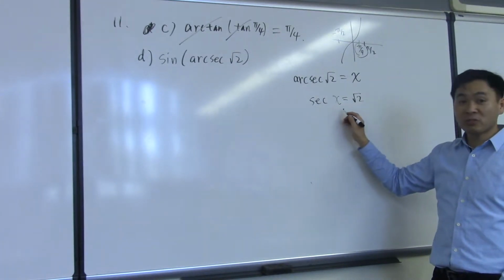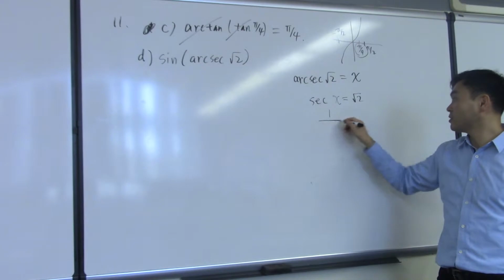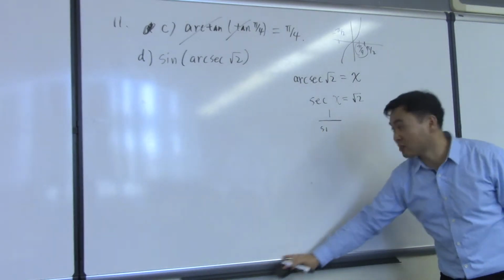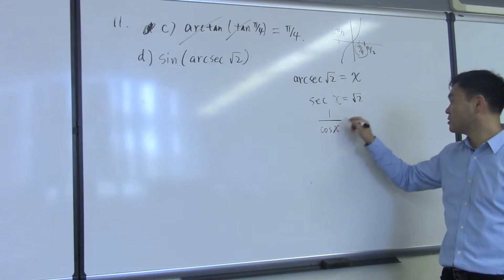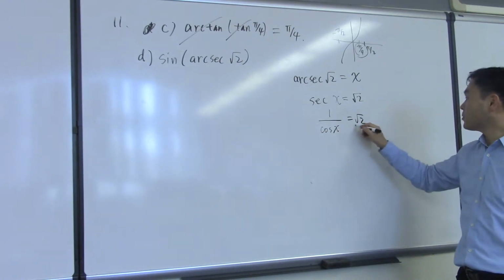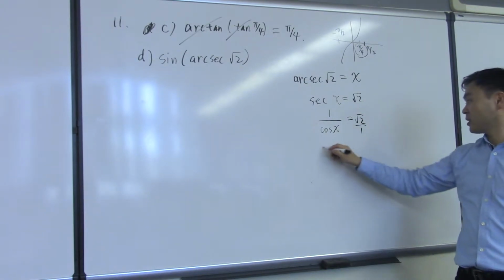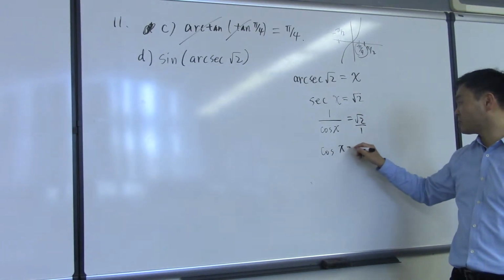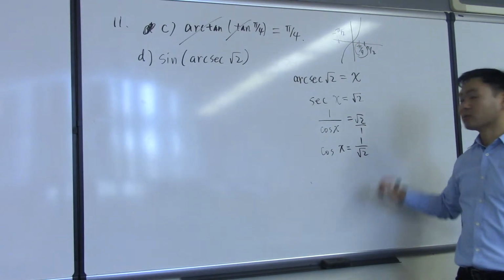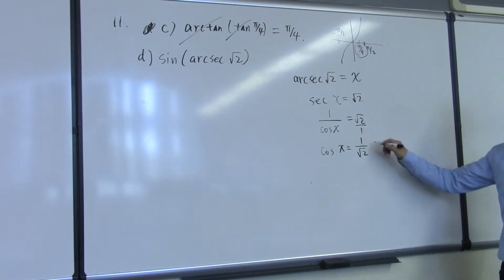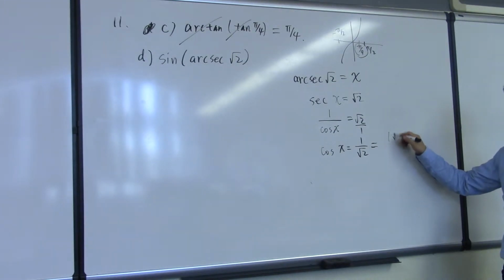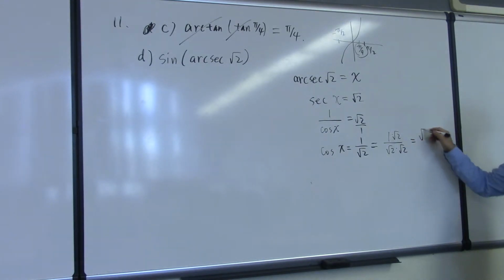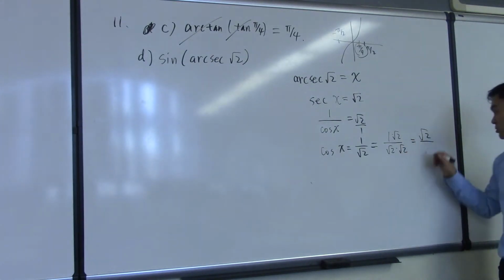Now, secant is the reciprocal of sine. No, not sine, cosine, sorry. I made a wrong comment. Secant is the reciprocal of cosine. Therefore, I can flip both sides and get cosine of x as 1 over square root of 2. And since this is not rationalized, let's multiply radical 2 top and bottom. So you get radical 2 on the top, radical 2 squared is just 2.